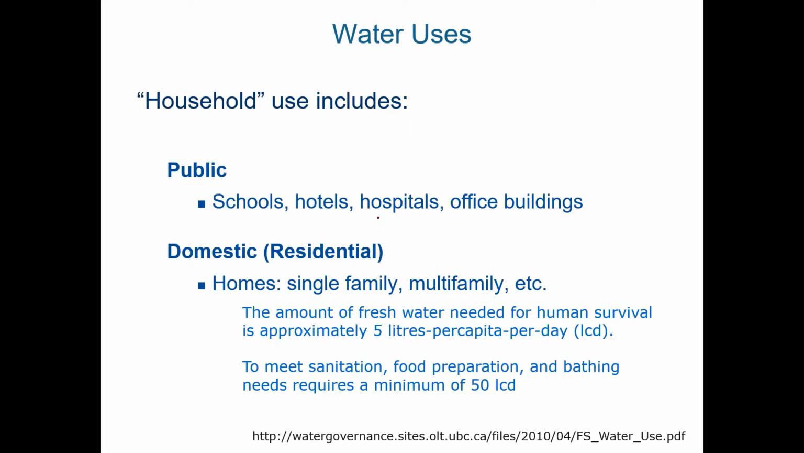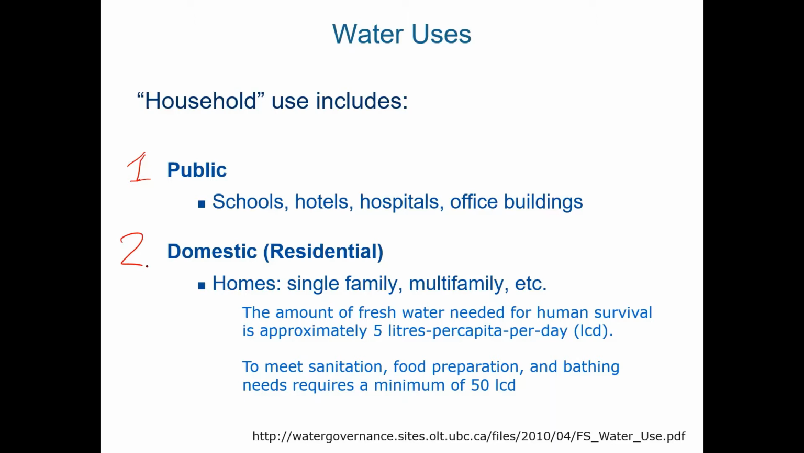Household use, we're going to talk about this more later on in the semester, but we're going to think about it in two different groups. We're going to think of it as public use and domestic use, right? Public just means everywhere outside of your house: the hospital, the schools, the shopping mall, even your workplace. Domestic means your home or apartment and the amount of water that you're using there.